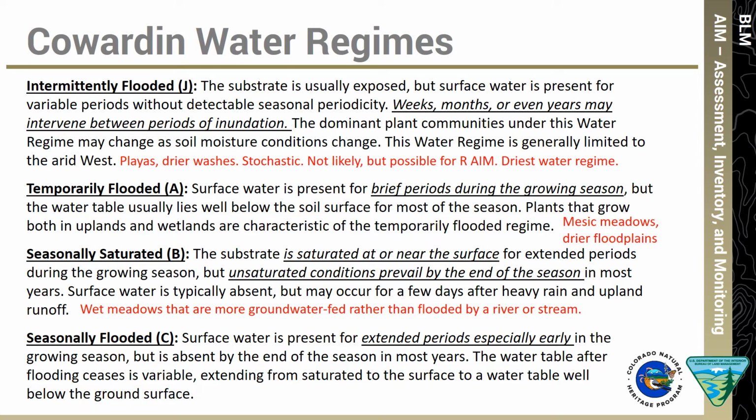The water table after flooding ceases is variable, extending from saturated to the surface to a water table well below the ground surface. This regime of seasonally flooded is very common and is used for seasonally flooded meadows and riparian shrublets.